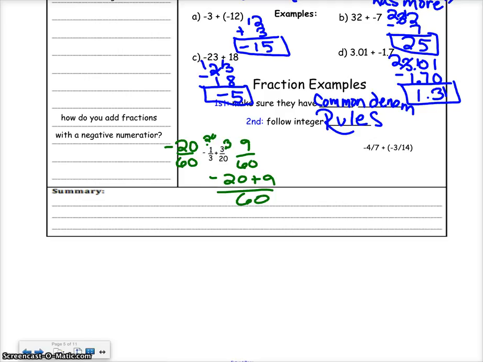Are they the same or different? Different. So I'm going to take their difference. 20 minus 9 is 11. Do I have more positives or more negatives? So it's negative 11 over 60. Okay, this is great. Now I'm going to rewrite this.